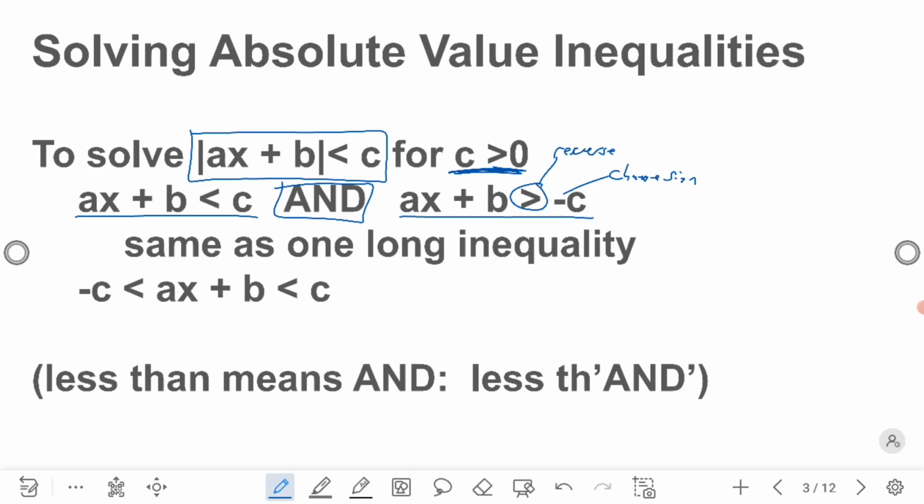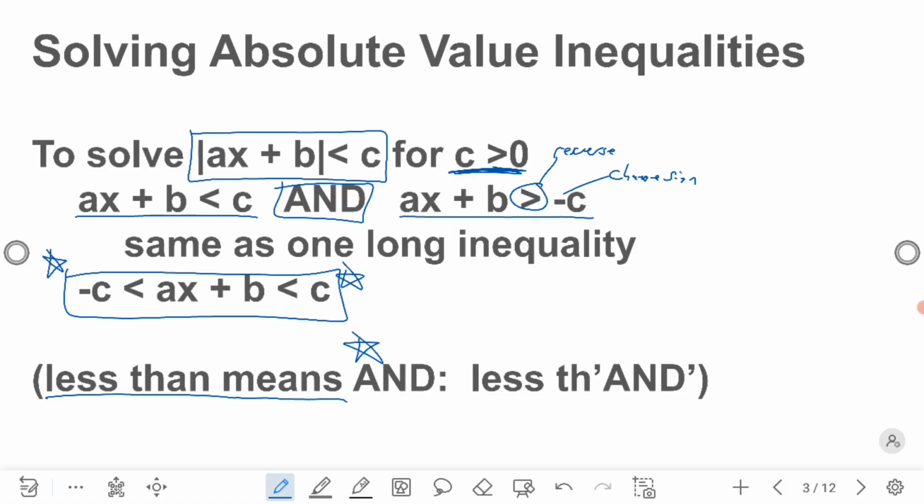Okay, so that is the same as one long inequality: negative c is less than ax plus b, which is less than c. So I think you will find it easier whenever you have an and to just make one long inequality. Less than means and. However you want to remember it, I just always remember less than. So when the absolute value is less than c, that's going to be an and statement.